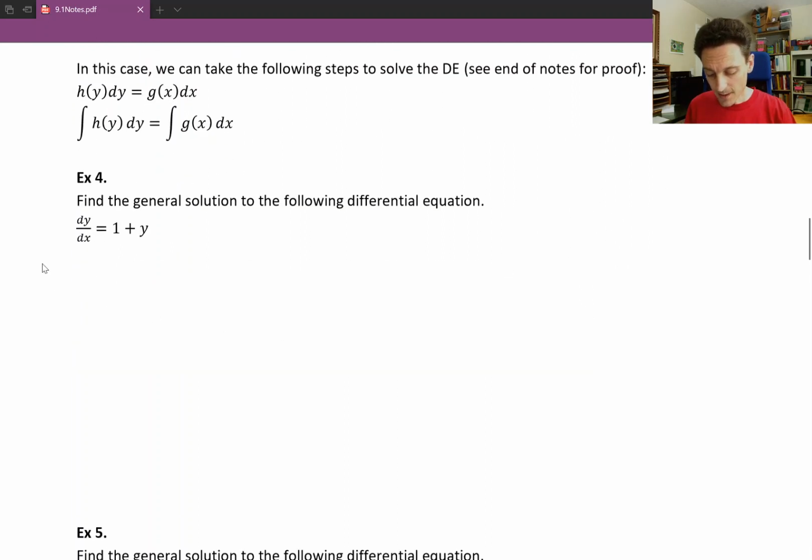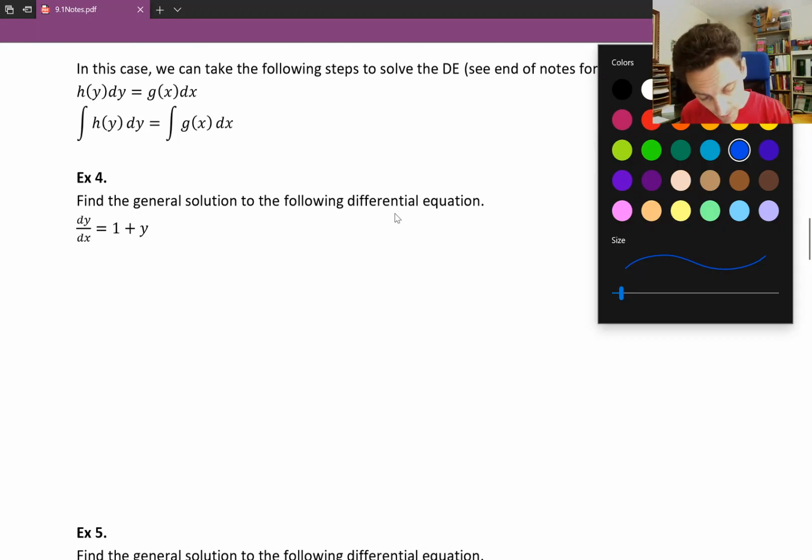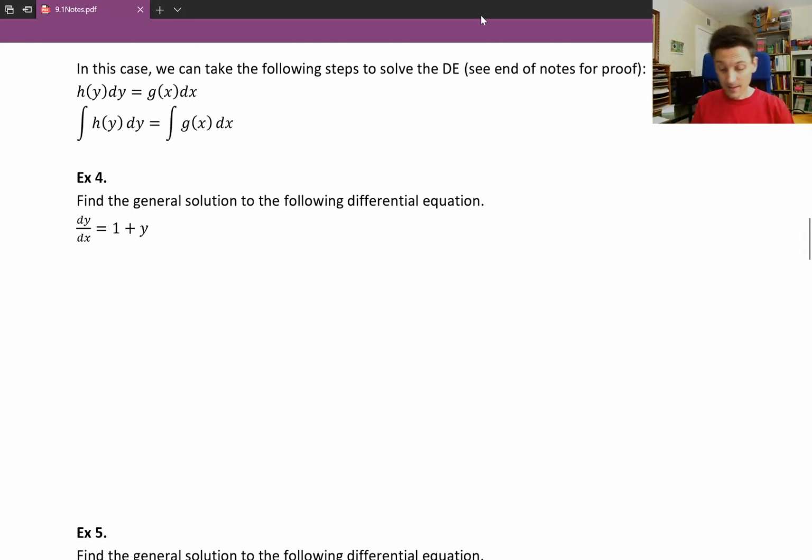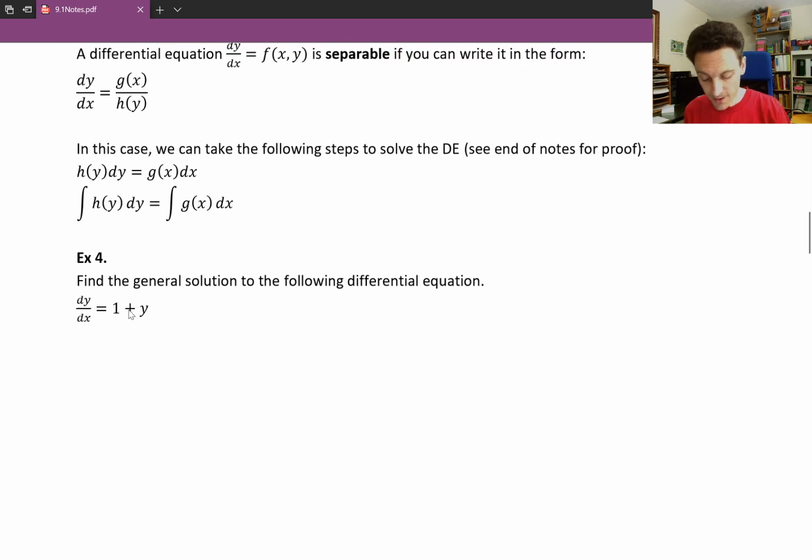Example 4 says, find the general solution for the following differential equation: dy/dx equals 1 plus y. So it looks like we have the right-hand side written as a function of x over a function of y. Well, it's not exactly that as it's written. We could write this as 1 over 1 over 1 plus y if we wanted to make sure that the function of y is down on the bottom of a fraction. But don't worry too much about getting it exactly in this form g of x over h of y.